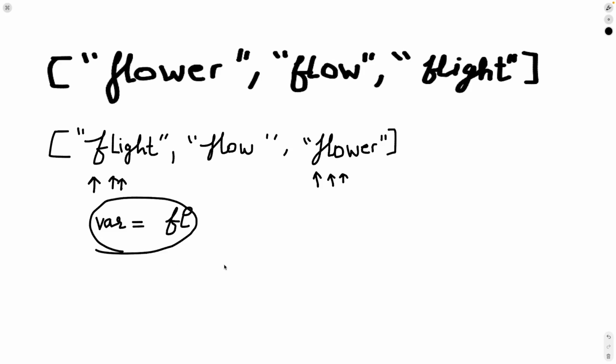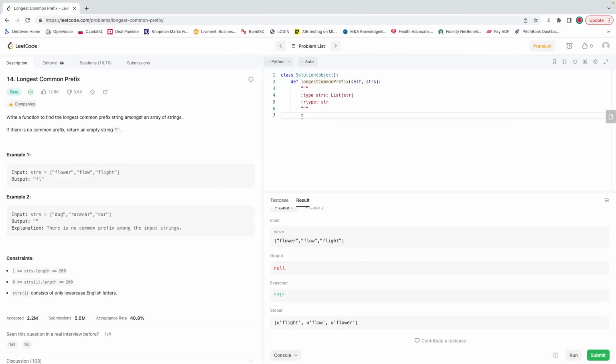Now let's go back and code the answer. So as discussed, first we are going to sort the list. Then we are just going to keep a variable, which is going to be blank for now, because I want to store the common prefix among all the strings in it.